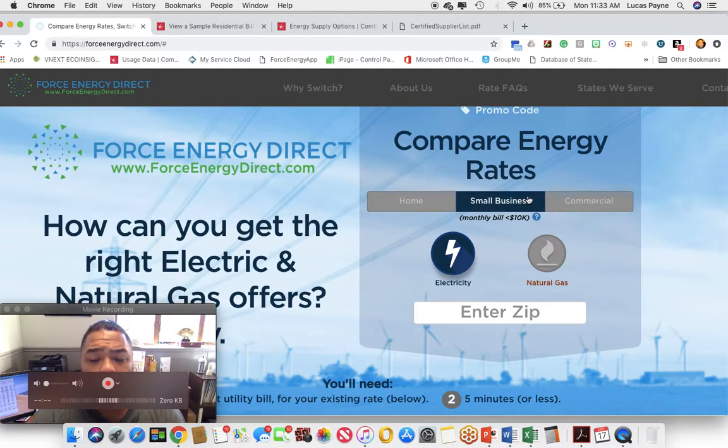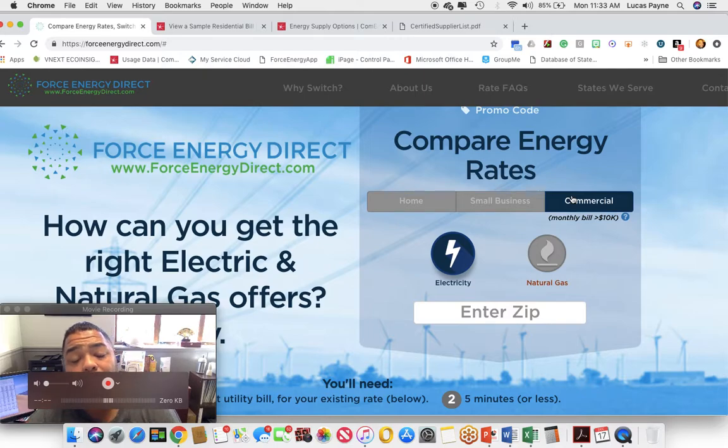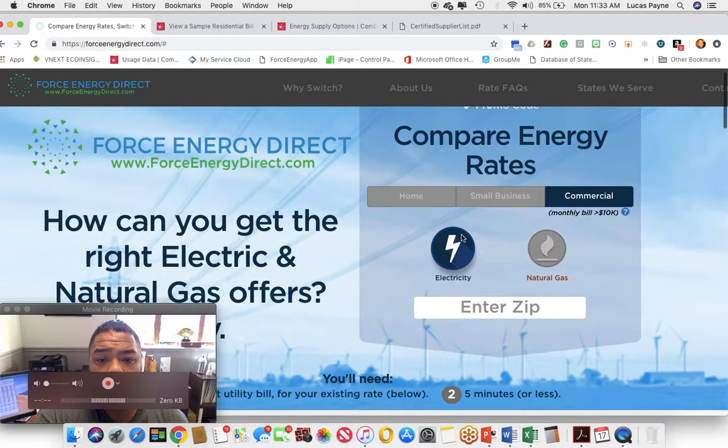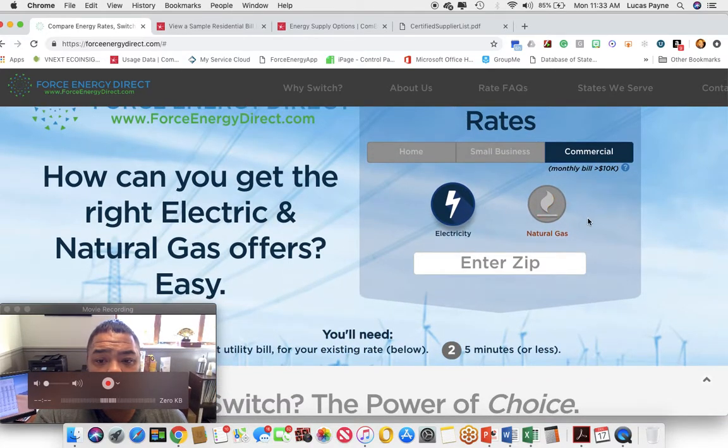If we click on small business, that means any monthly bill under $10,000, which is 99% of what you'll run across out there. And then, of course, if someone has a bill greater than $10,000 per month, they would be considered a commercial customer. The next thing you'll notice is the icons for electricity and natural gas.